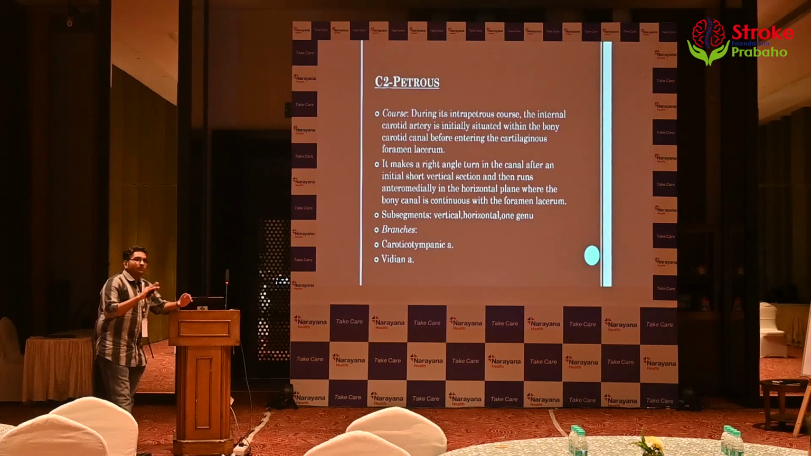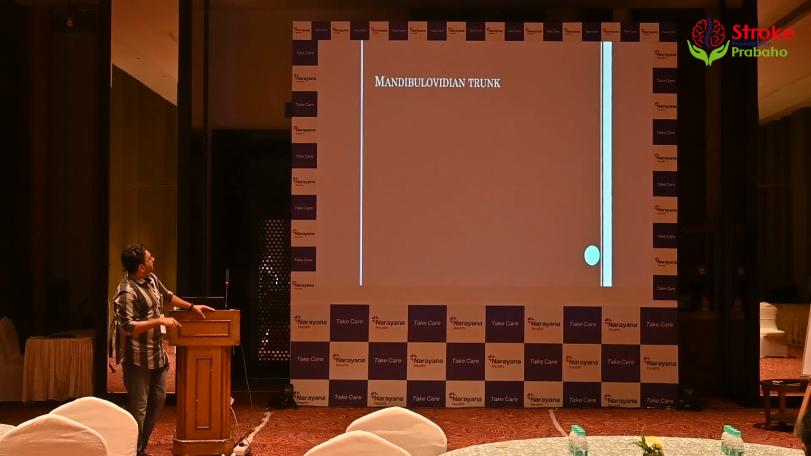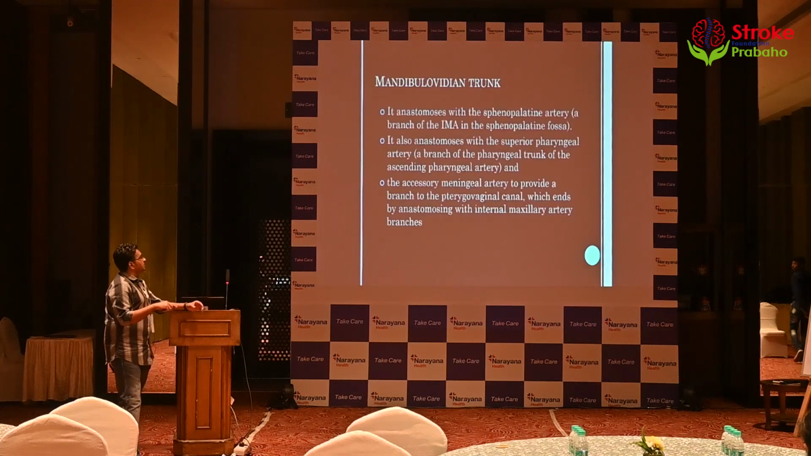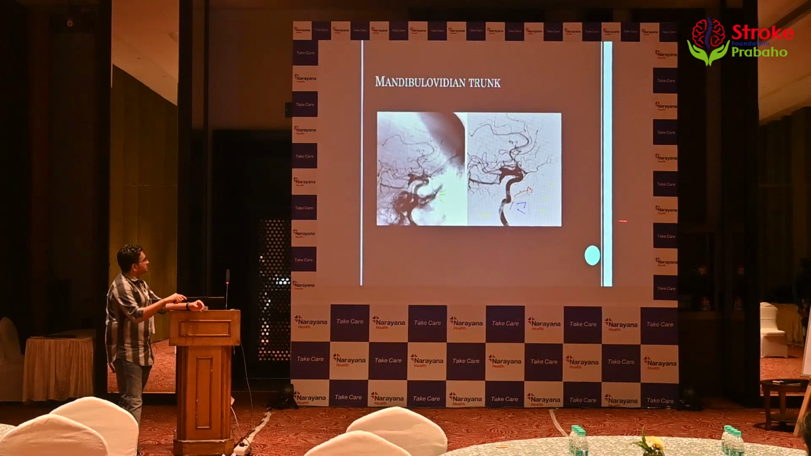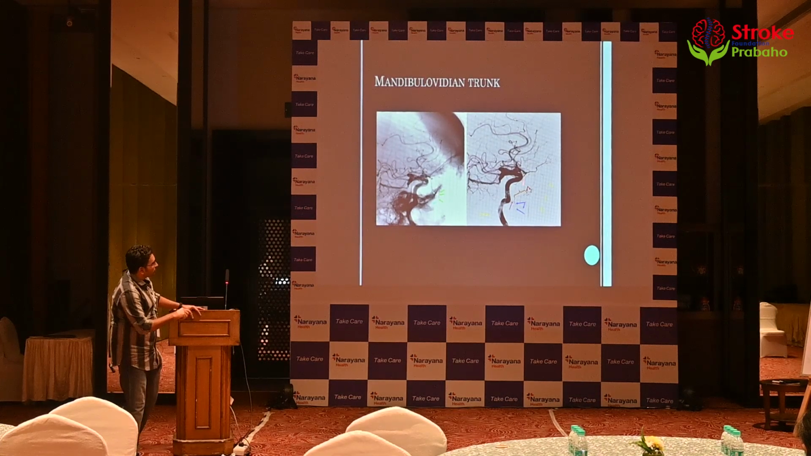How do you recognize them? Remember, proximal petrous is similar to your cervical, no branches. These come up from your horizontal petrous. Caroticotympanic will move towards your middle ear, and the Vidian will move towards the skull base horizontally. This is how I used to remember. You can also see it on the image, this parallel branch across the skull base, somewhere from the petrous, anastomosing with your distal IMA, the sphenopalatines, the ascending pharyngeal. So this is your mandibulovidian trunk.